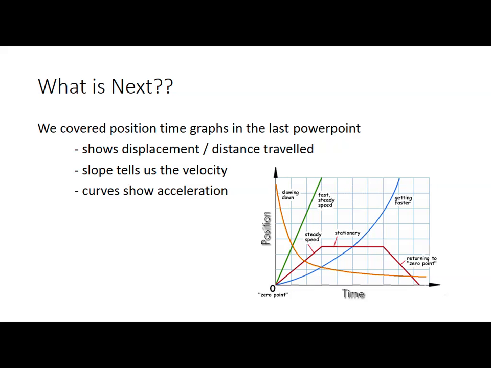So what is next? Okay, again, on a position time graph, that shows our displacement, distance traveled. The slope tells us the velocity, and then if there's a curve, it will show us an acceleration. Obviously, depending on the type of curve, it can either tell us that something's moving faster or slower. So again, what's next? The velocity time graphs.